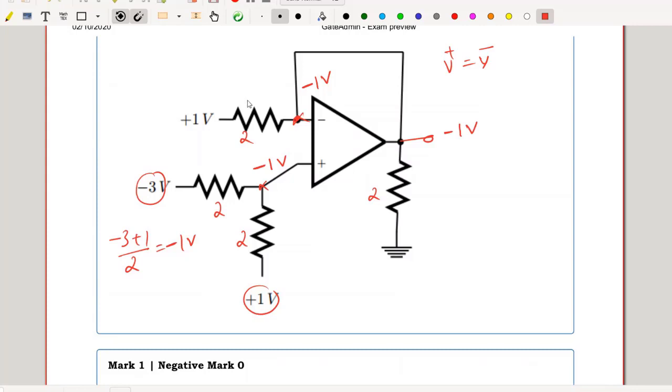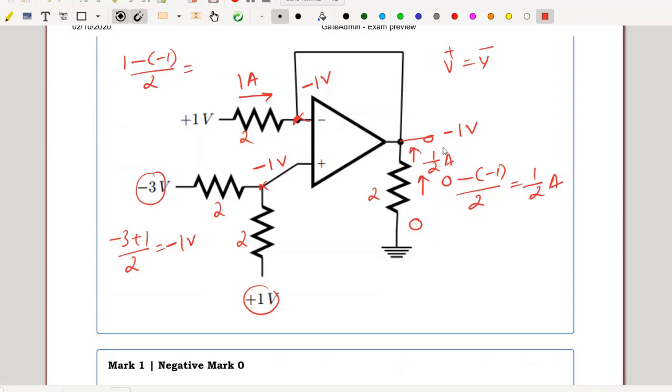The current flowing through the resistance is nothing but (1 minus minus 1) divided by 2. That's equal to 2 by 2, that's equal to 1 ampere. So for the load resistance towards up, this potential is 0. So the current flowing up is nothing but 0 minus minus 1 by 2, that's equal to 1 by 2 amperes. So 1 by 2 amps flows up.